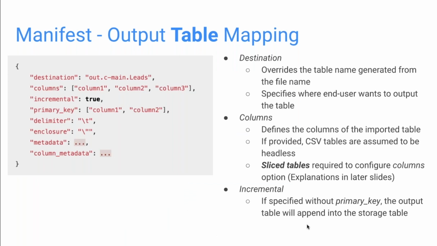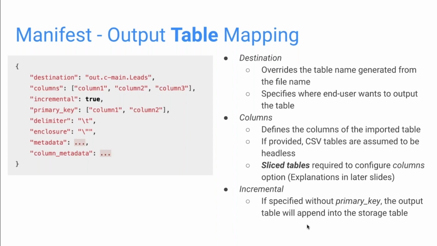This is how it looks in the output table manifest. Okay, there's destination. With this destination specified, it will override the table name generated from the file name. It will specify where the end user wants to output the table. If this is not specified, it will output according to the default bucket or the destination the user defined in the output mapping.